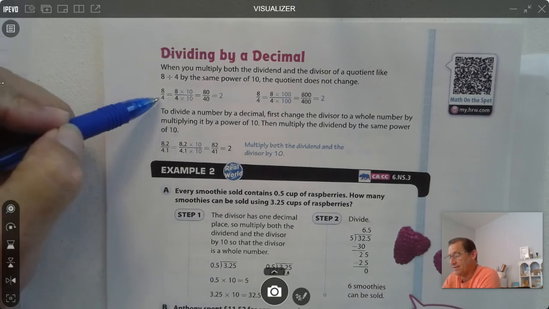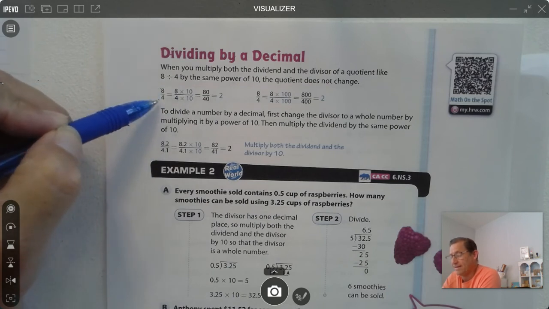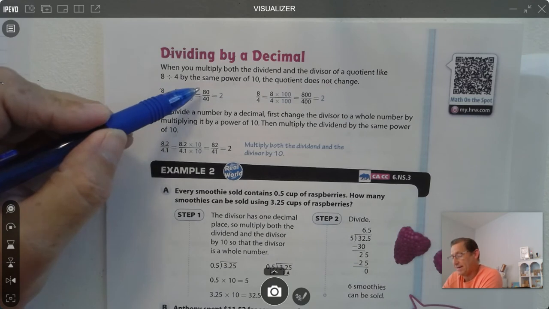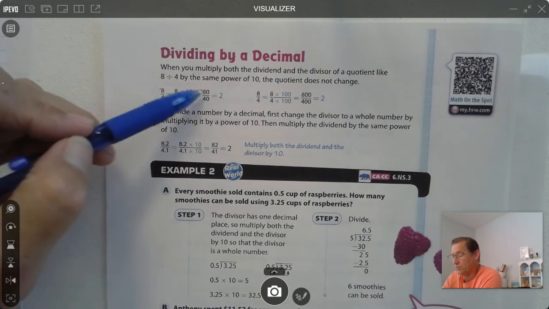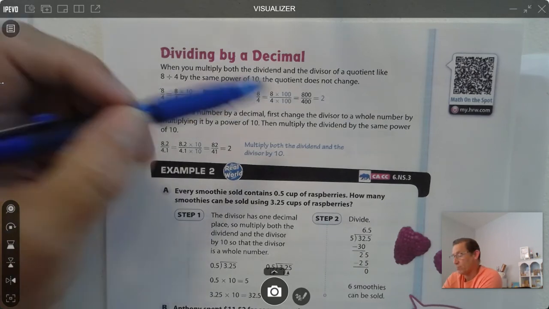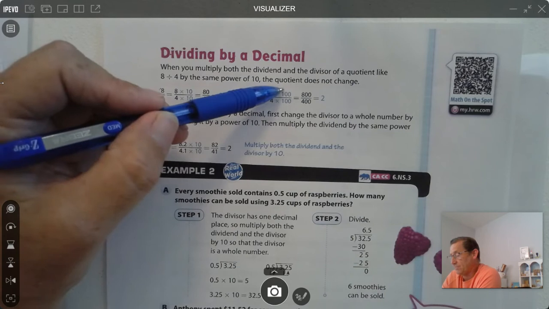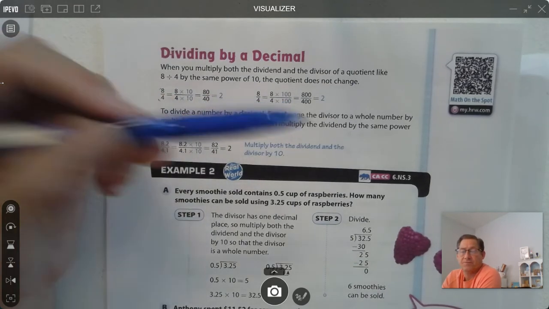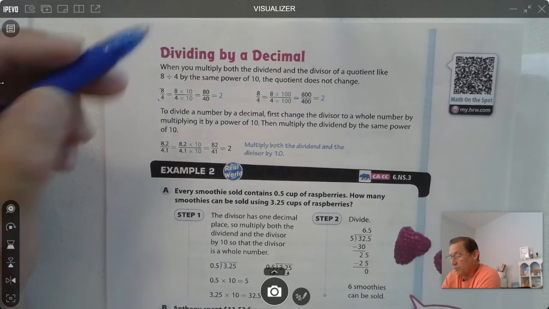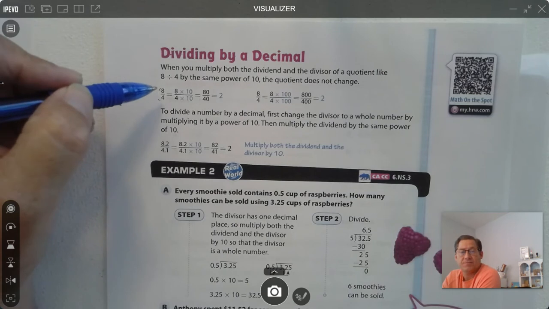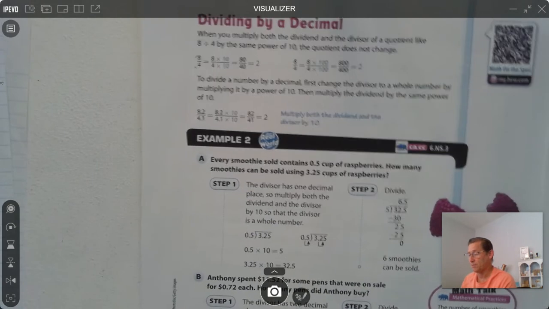So let's look at this. 8 divided by 4. If we multiply both the dividend and the divisor by 10, we'd get 80 over 40. Well, that's still going to be 2. 8 divided by 4 is 2. 80 divided by 40 is 2. What if we multiplied it by 100? So second power of 10, right? So 8 times 100 is 800, and 4 times 100 is 400. Well, 800 divided by 400 is still 2. So if we multiply the dividend and the divisor by the same power of 10, we'll get the same quotient. Okay, so we're going to keep that in mind as we do these problems.